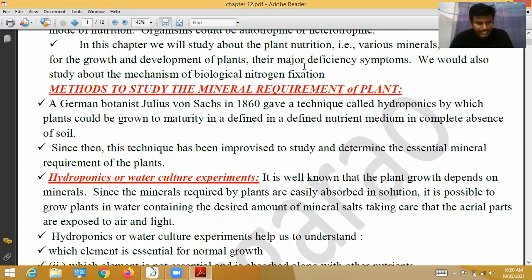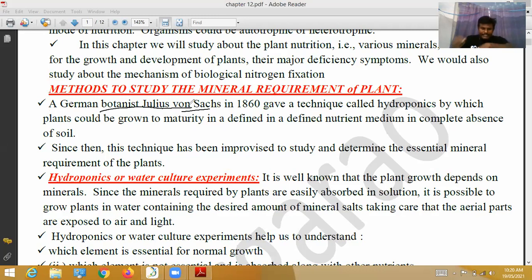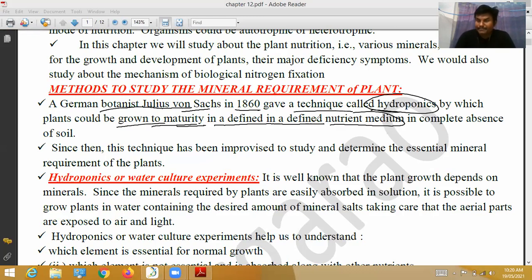So a German botanist, Julius von Sachs, a German botany scientist, in 1860 gave a technique that is called hydroponics. Hydroponics means a technique in which plants could be grown to maturity in a defined nutrient medium, in complete absence of soil.